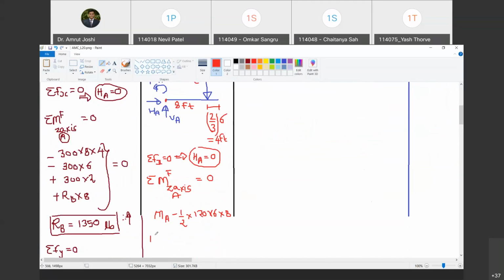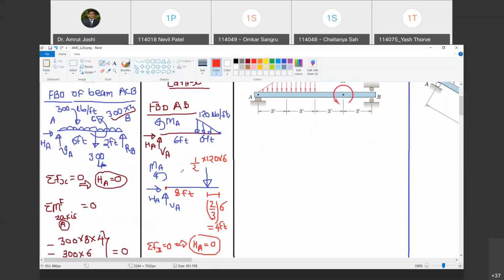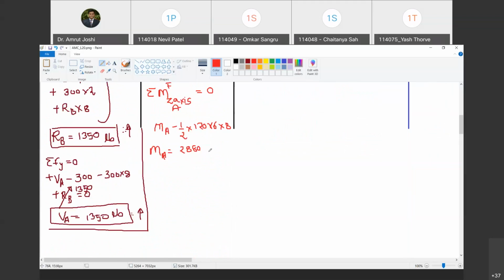So what is the value of MA? Tell me. MA will be equal to? Sir, 2880. 2880. And what will be the unit? The unit of MA will be pound feet. Yes, sir. Okay. So this is 2880.